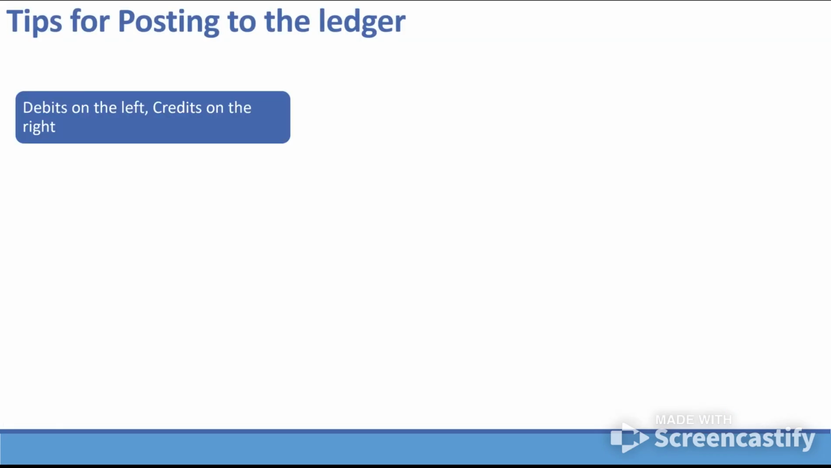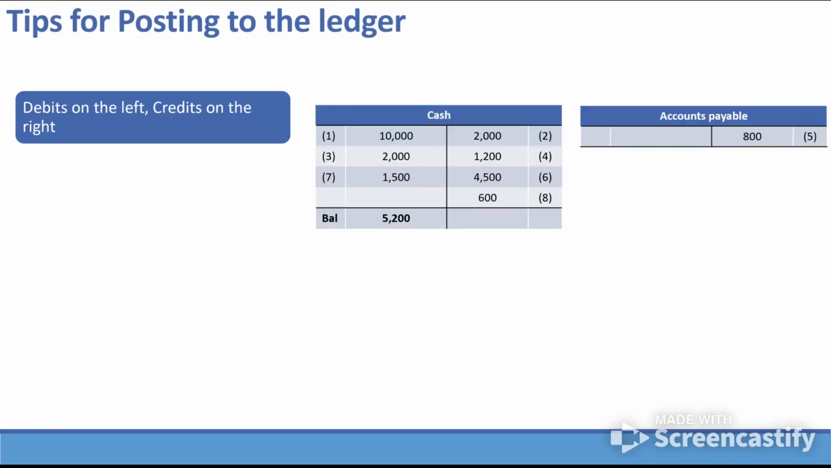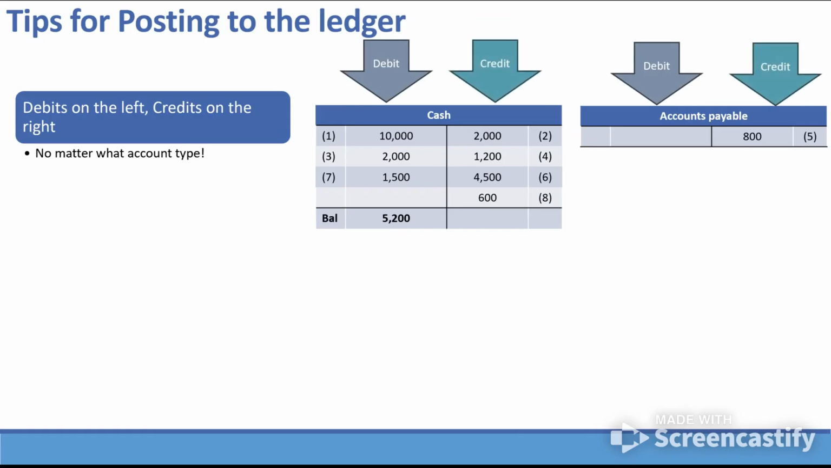Now let's look at some tips for posting to the ledger. So first of all, debits on the left, credits on the right. It doesn't matter if it's an asset, a liability, a revenue, an expense, a stockholders' equity account. The left side is the debit side, the right side is the credit side.